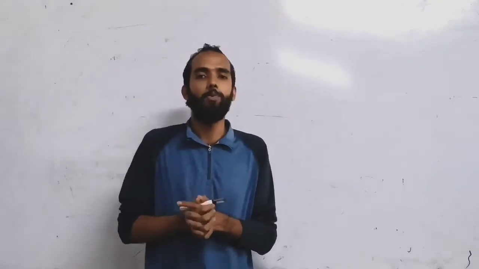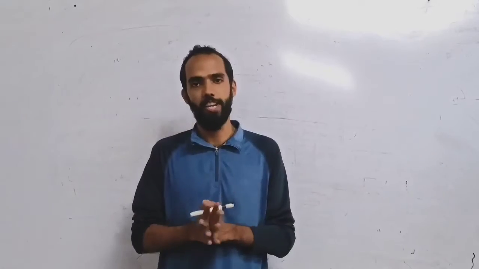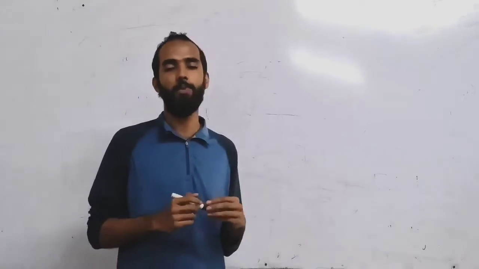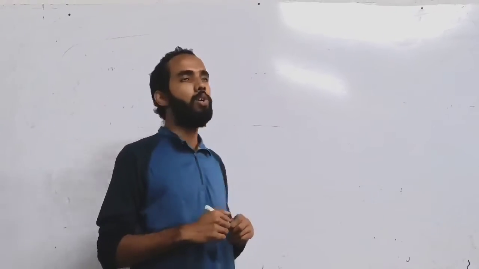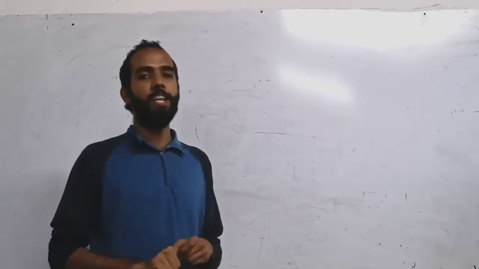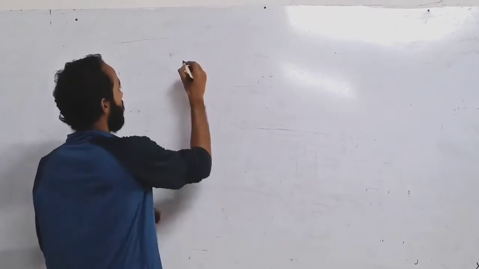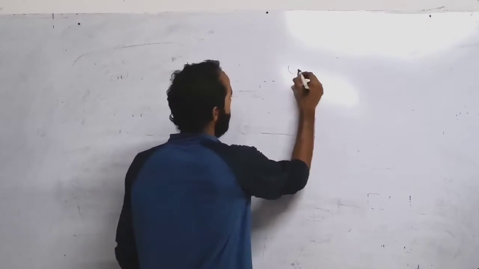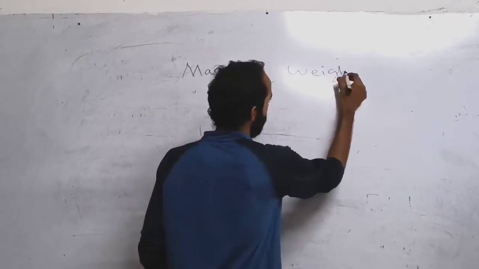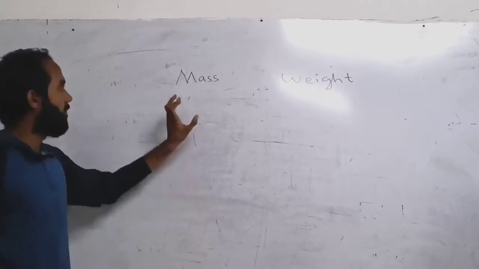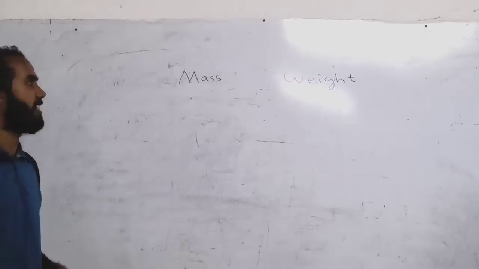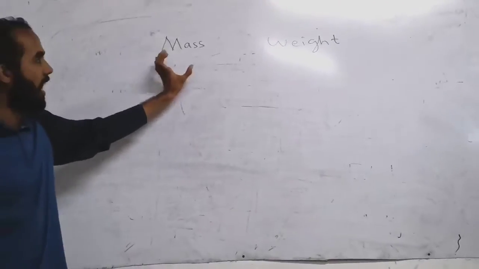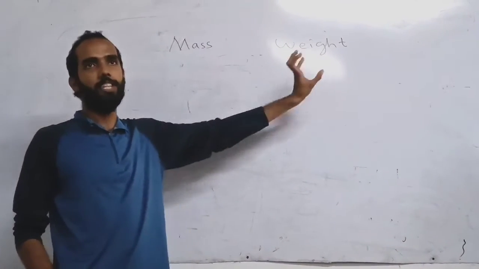Then we are moving to the next topic, mass and weight. From the equation it is clear that mass has very much importance in gravitation. So let's see what is the difference between mass and weight. Let's write it as mass and weight. What is mass and what is weight? First of all, mass is always constant and weight will vary. Let's see how this happens.